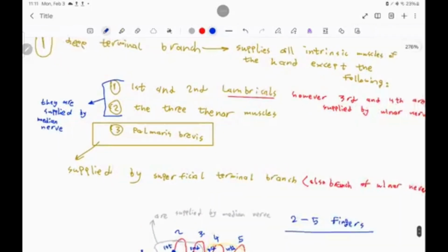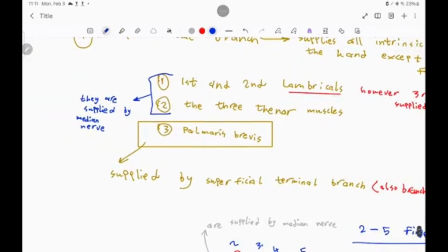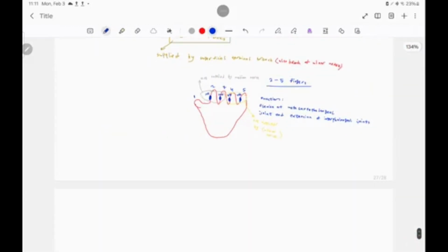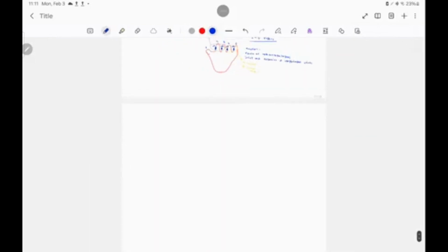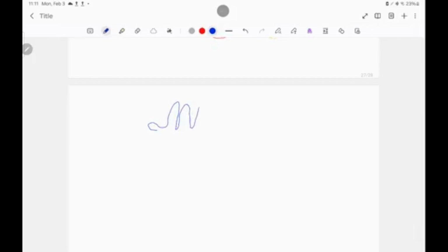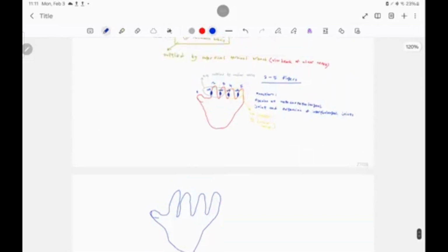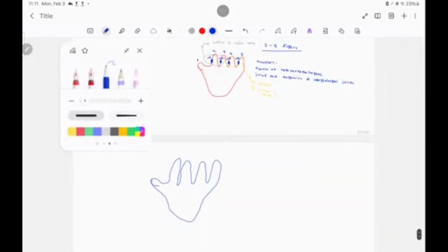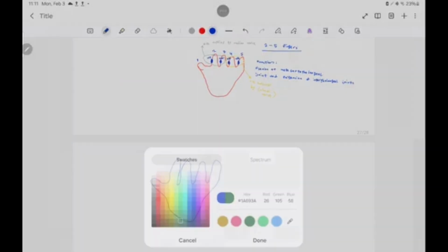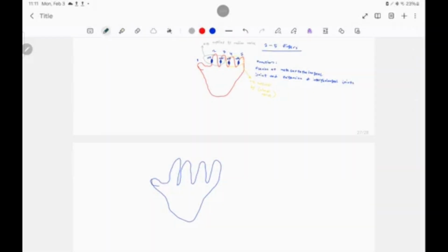We will discuss now the thenar muscles. And we said they are not supplied by the ulnar nerve, they are supplied by the median nerve. Okay, let me draw a hand. Okay, here's a hand. Okay, all the muscles that are supplied by the ulnar nerve, I'll draw them with green color, and the muscles that are supplied by the median nerve, I'll draw them with blue color. Okay.